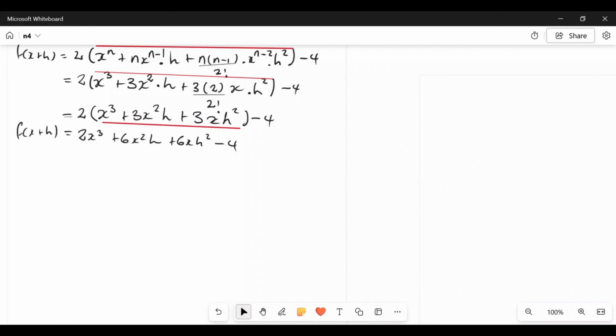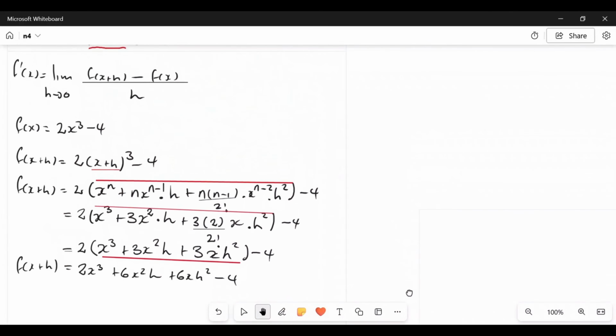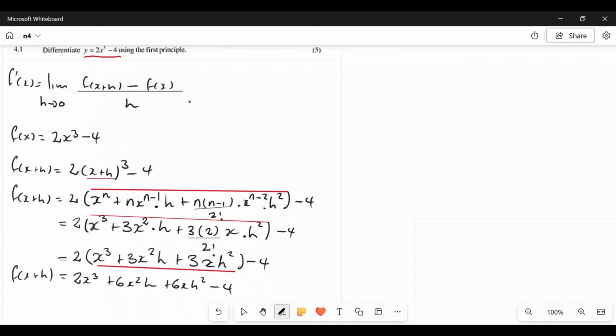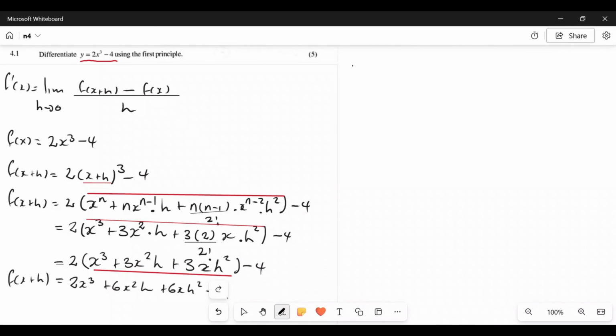So this here is our f of x plus h. There we go. Now that we have found our f of x plus h, we can start substituting our values on our formula. So let's go to the equation. Here's our equation. So we're going to substitute our f of x plus h there and f of x there. This is our f of x, and this here is our f of x plus h. So let's start substituting. We have f prime of x equal to the limit as h approaches 0. We have to substitute our f of x plus h and f of x. So here's our f of x plus h, and we have to write all of it there.